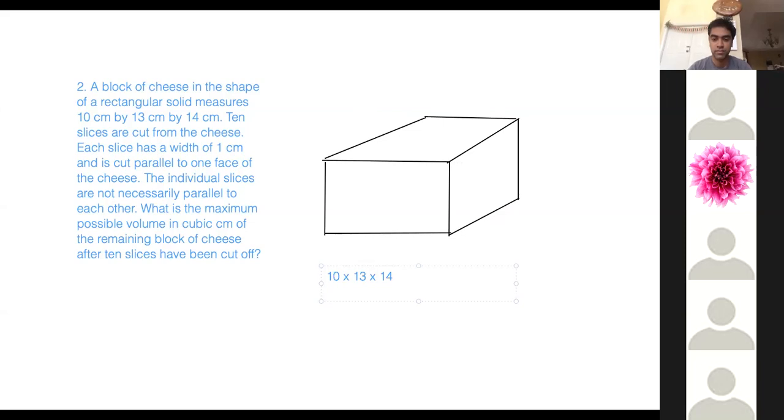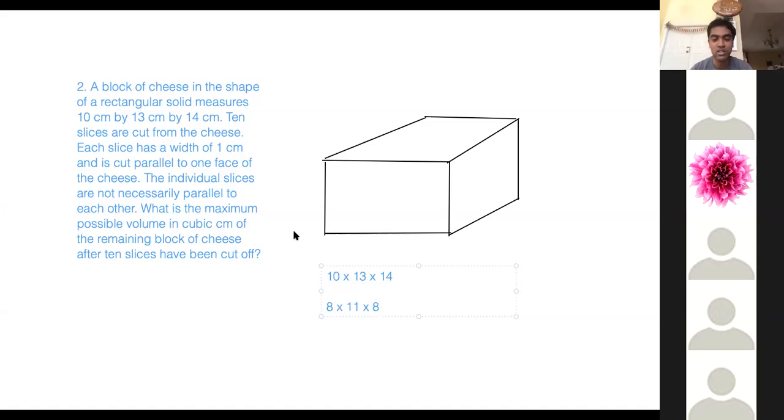So I went from 10, 13, and 14 to 8, 11, and 8. Okay. And then from there on, I cut off another 4 pieces, and I got to 10 times. Wait a minute. I think 8, 11, 8 is your final one. That's 704. 8, 11, 8 is my final one. Sorry.